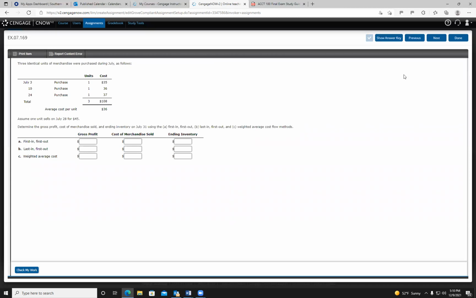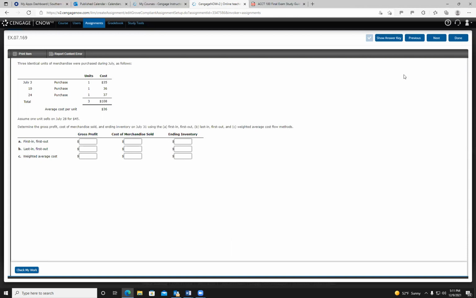All right, next problem. Next problem, we are doing inventory. In this one problem, we're going to do all three of the cost flow methods of inventory: FIFO, LIFO, and weighted average. In this problem, it's going to ask us, what is the gross profit? What is the cost of merchandise sold? And what is the ending inventory based on the cost flow method used?